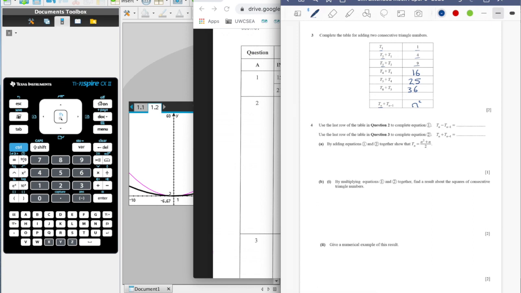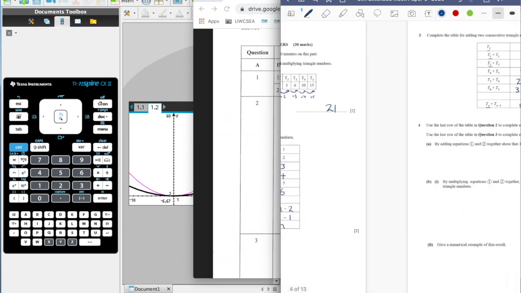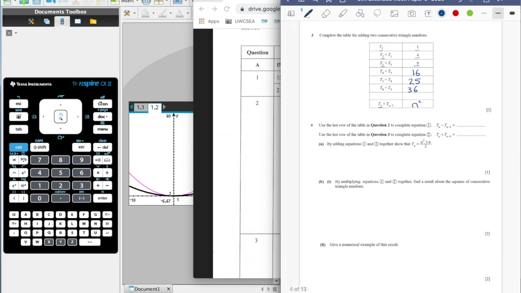Okay, so it's trying to guide us now for question 4 on to looking at the last row in question 2 and then question 3. So the last row in question 2 is this one. Tn minus 1, that's this thing. Well, we worked out that as being n. Then we've worked out Tn plus Tn minus 1 as being n squared. Okay, so by adding equations 1 and 2 together, show that Tn equals n squared plus n over 2.